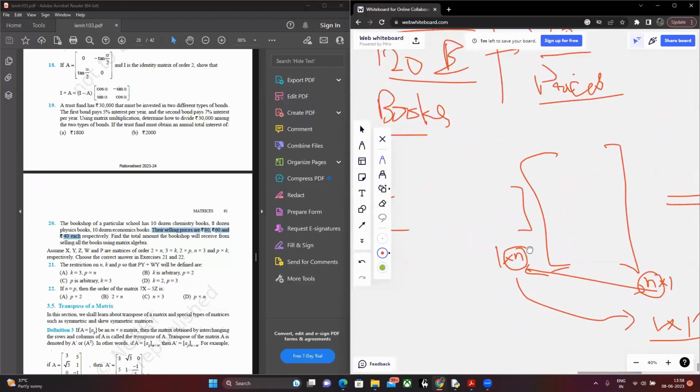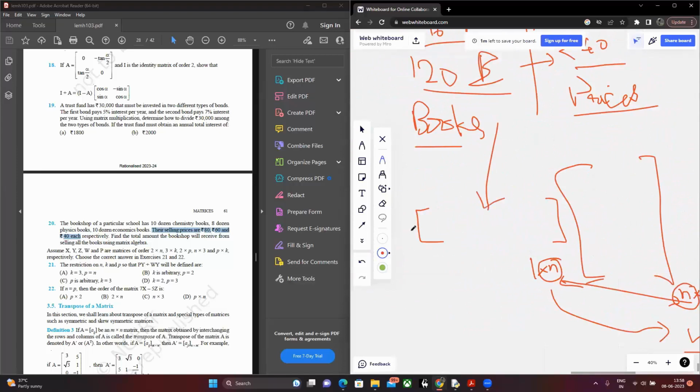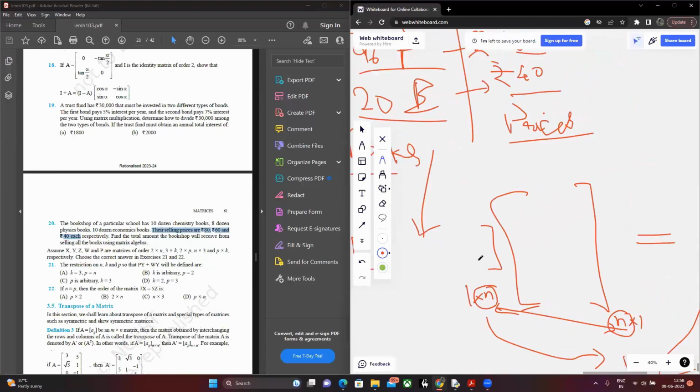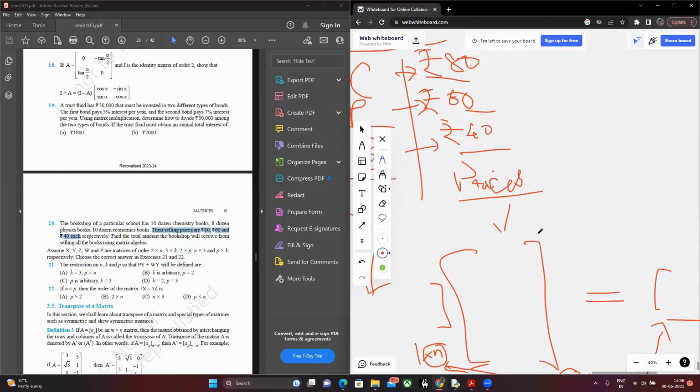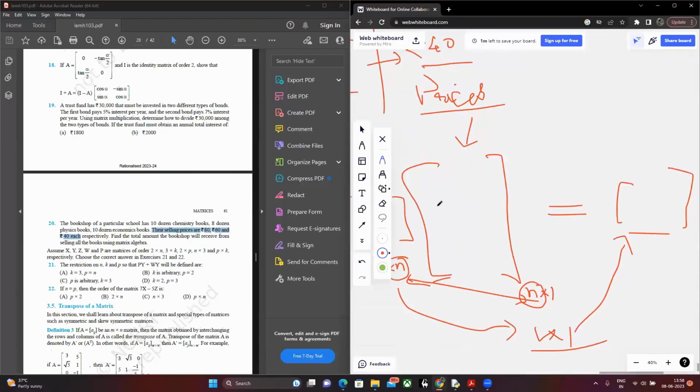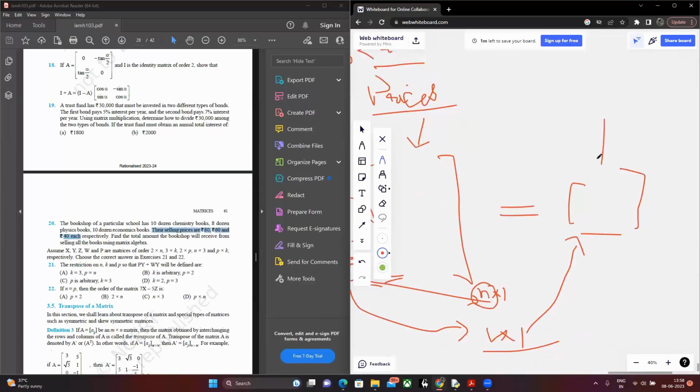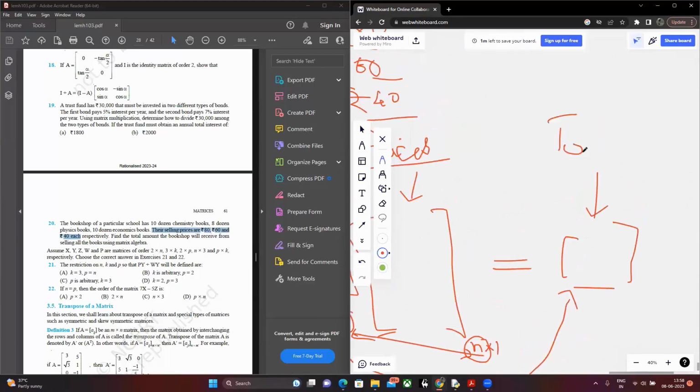Since this is the case, you're going to represent your books as a row matrix. You're going to represent the prices as a column matrix, and you're going to just multiply these two to find your resultant matrix, which is going to be the total amount that the bookshop is going to receive. That is basically the theory behind this question. And finally, what you have to do is just substitute the values.